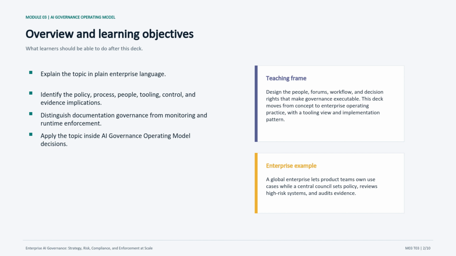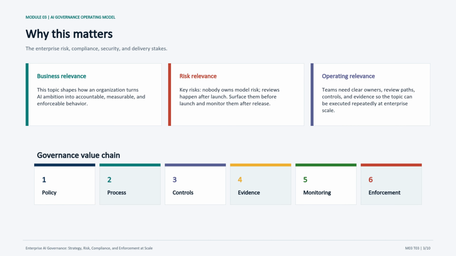The example on the slide is our bridge from theory to practice. As I explain it, think about where your own organization would need an owner, an approval step, a metric, or an auditable record. With the objectives clear, we can now ask why this topic matters enough to spend enterprise time and budget on it. This slide is about stakes.